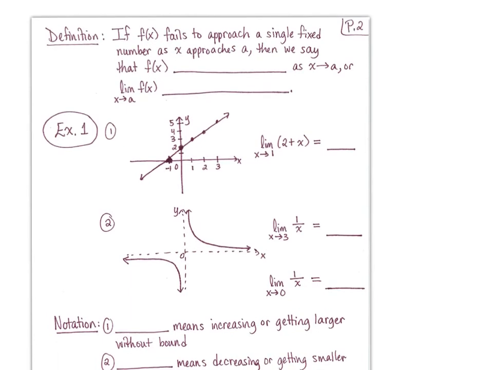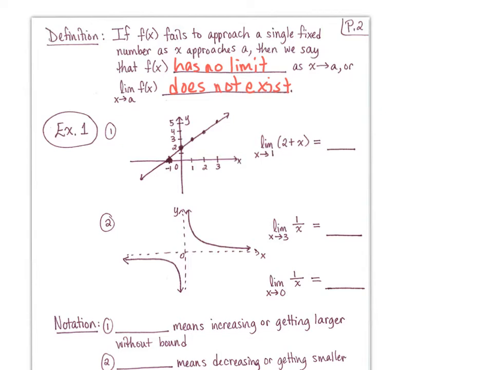So another definition. If f of x fails to approach a single fixed number as x approaches a, then we say that f of x has no limit as x approaches a, or we say that the limit of f of x as x approaches a does not exist. Does not exist. And sometimes you'll see people write DNE for does not exist. Sometimes you'll see that. Okay?